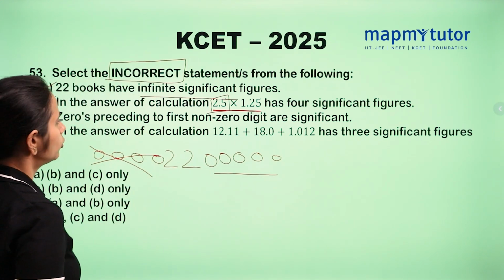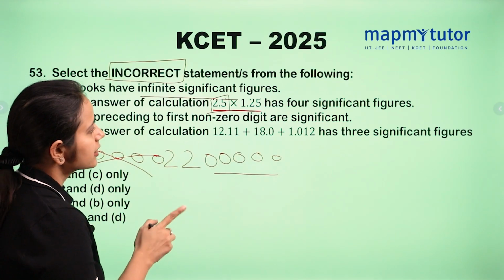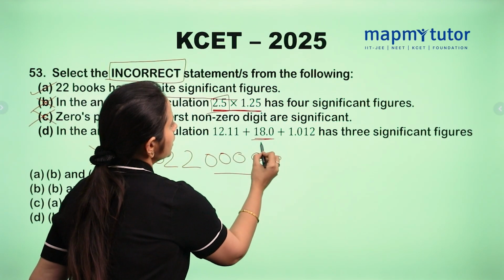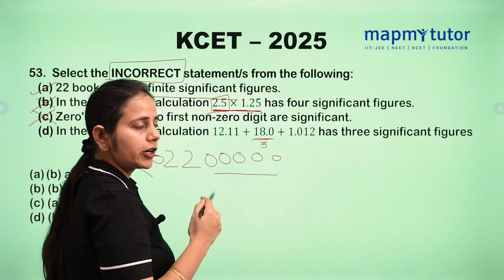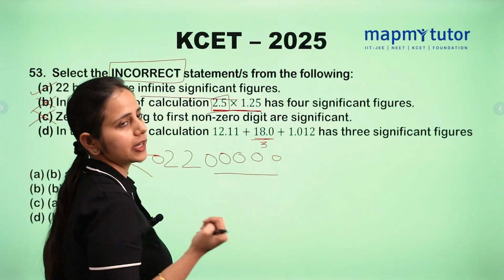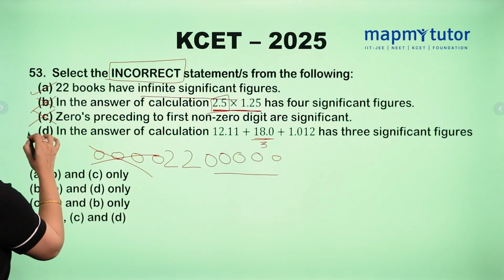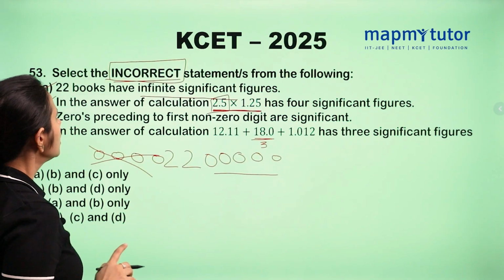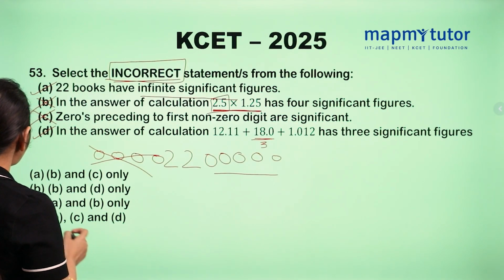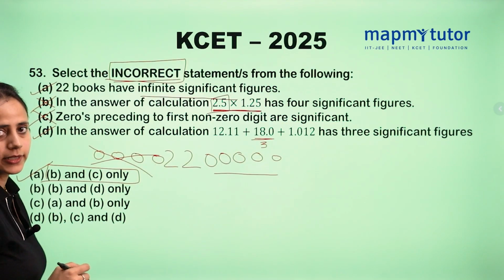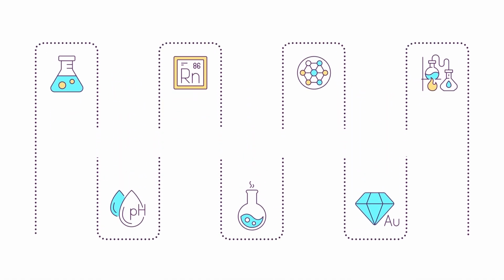In the answer of calculation, this has 3 significant figures. This is also true. Here the minimum number of significant figures is 3. So whatever the result will be, we will round it off to 3 significant figures. So options A and D are correct, and the question is asking about the incorrect statements. So option A is right, that B and C only are incorrect statements. Okay.